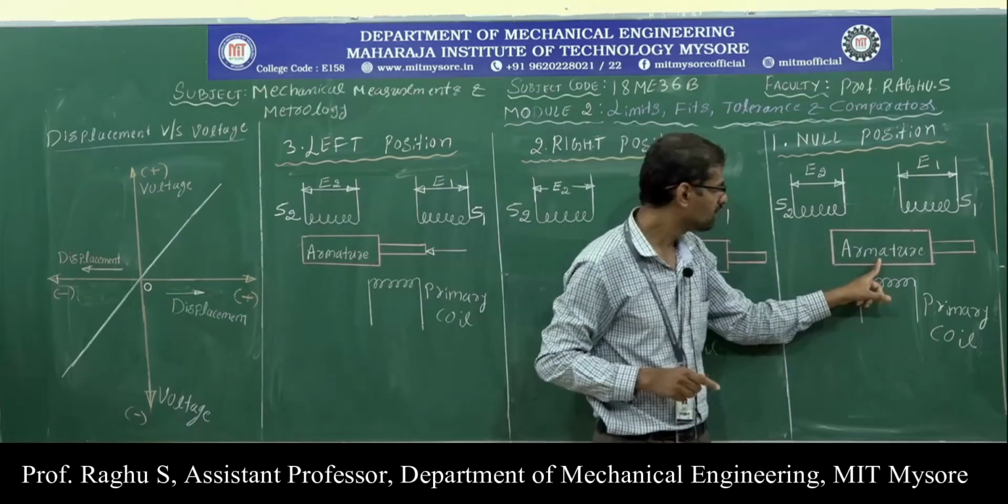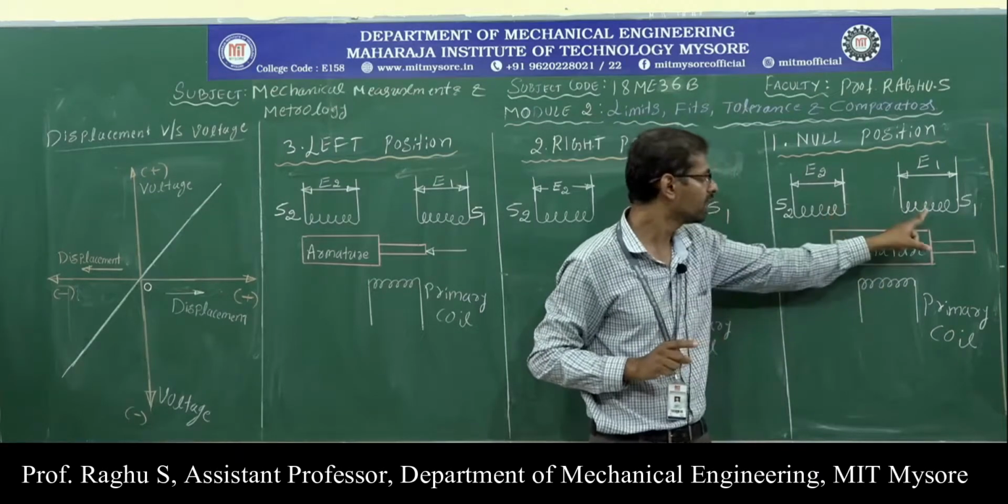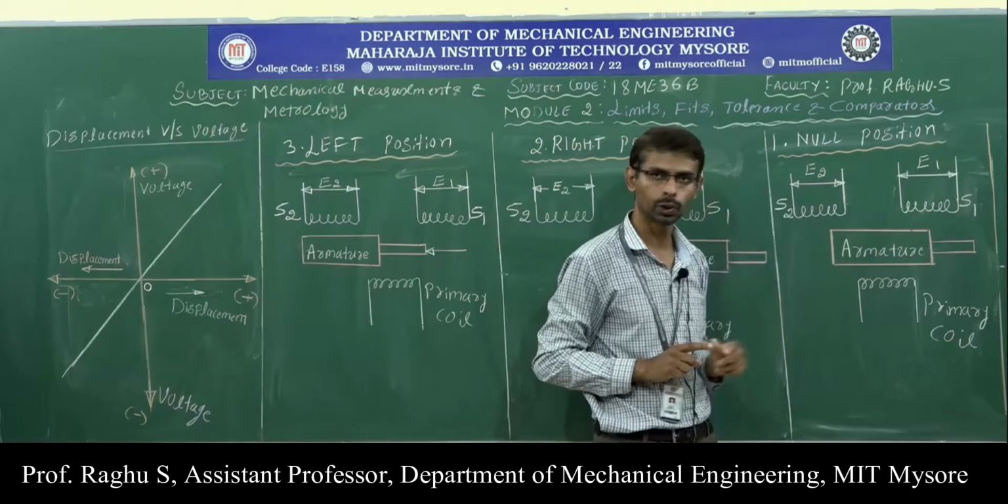Now, when the core is at the center of the tube, an equal amount of voltage is induced in coil 1 and coil 2.